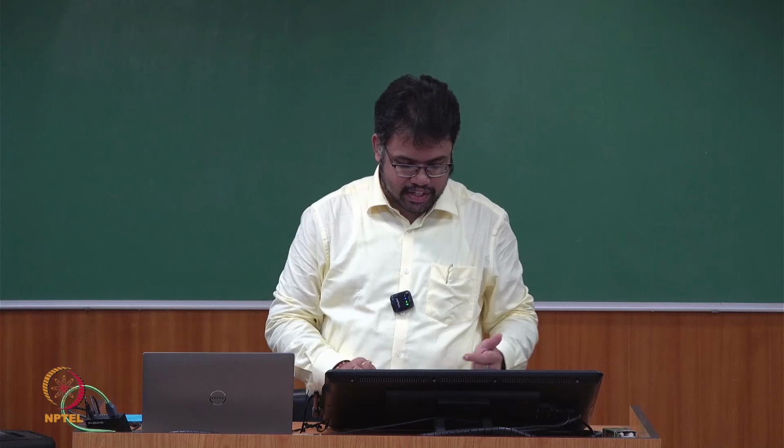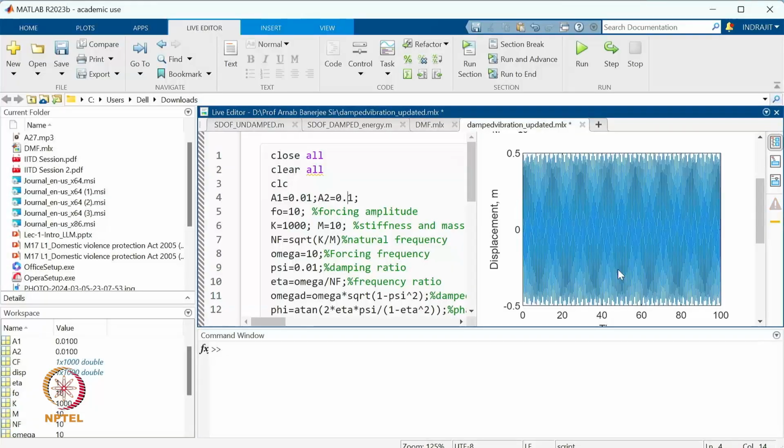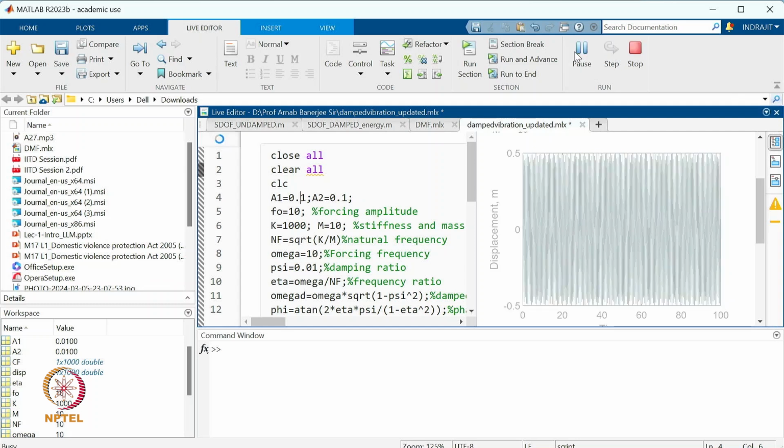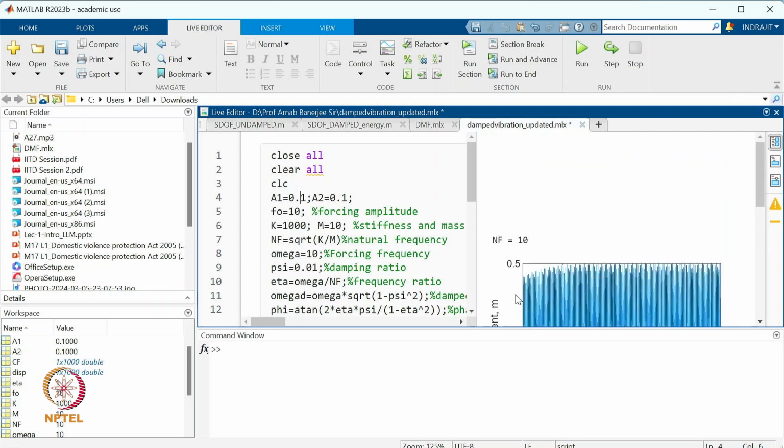Got the point? Now you can also cross-check that: make it 0.1 and 0.1, and you will see a similar type of graph, because it's 10 times more. It goes from 0.1 to the 0.5 range, but in all cases you will reach up to 0.5, because your steady vibration amplitude is more or less 0.5. Even if I make it 0.01, it will again reach the 0.5 range.